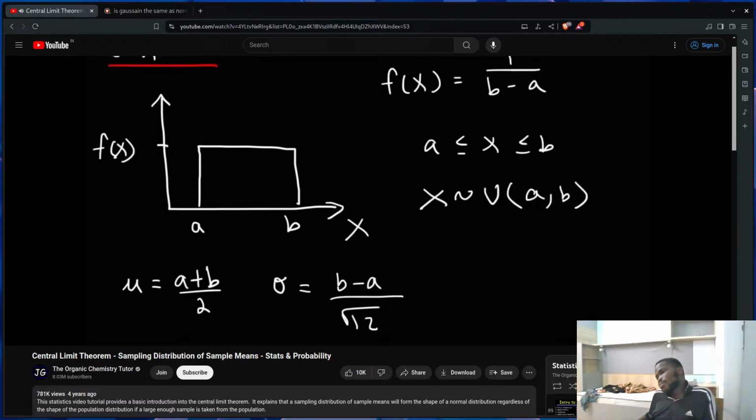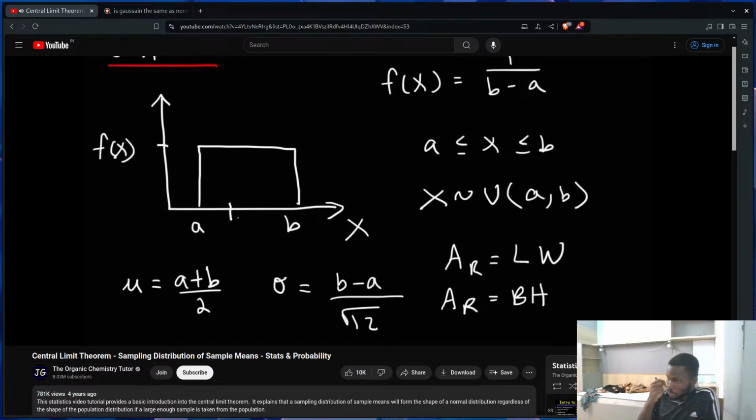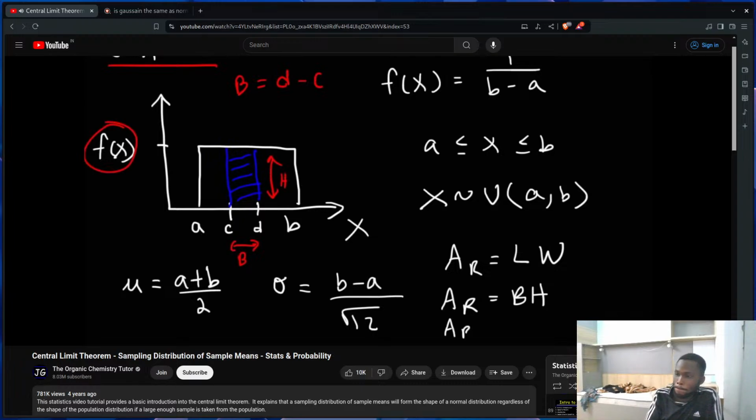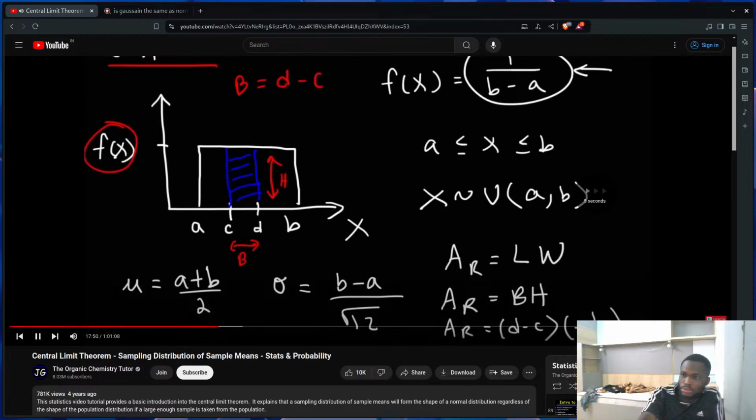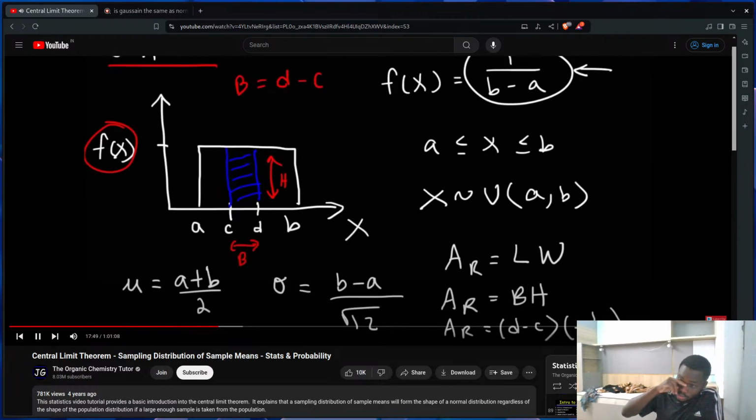And keep in mind, the probability is equal to the area under the curve. So the area is a rectangle. The area of the rectangle is equal to the length times the width, or you could say the base times the height. So let's say if you want to calculate the probability that x is between c and d. The base of that rectangle is the difference between d and c. The height is simply f of x. So the area of that region is going to be the base, which is d minus c, times the height. Those are some things that you need to know when dealing with the uniform distribution.